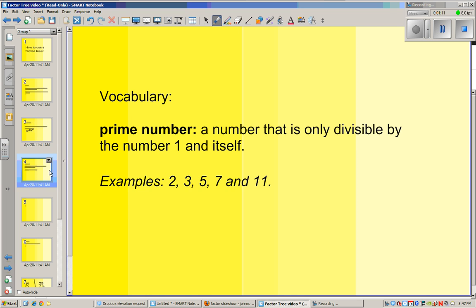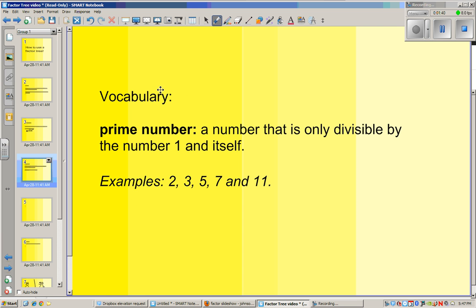Another vocabulary word that we need to understand is what a prime number is. A prime number is a number that's only divisible by 1 and the number itself. Another way that you could say this is that it only has two factors. So I've listed the first 5 prime numbers as examples. The first 5 prime numbers are 2, 3, 5, 7, and 11. We're going to be using those prime numbers quite a bit.